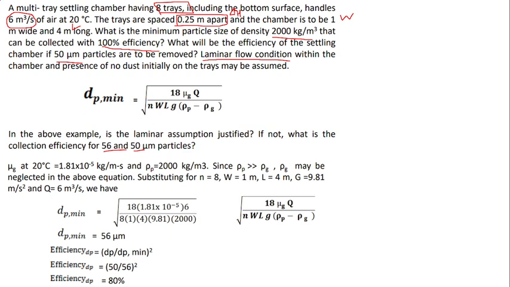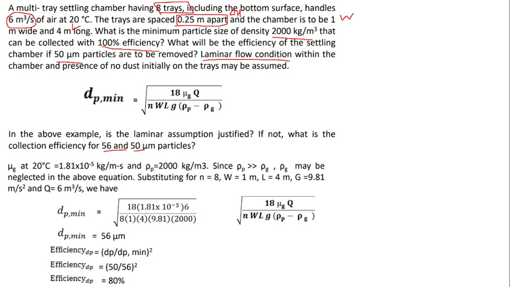I will write it once again. A multi-tray settling chamber having 8 trays, including the bottom surface, handles 6 meter cube per second of air at 20 degrees Celsius. The trays are spaced 0.25 meter apart and the chamber is to be 1 meter wide and 4 meter long. What is the minimum particle size of density 2000 kg per meter cube that can be collected with 100% efficiency? What will be the efficiency of the settling chamber if 50 micron particles are to be removed?